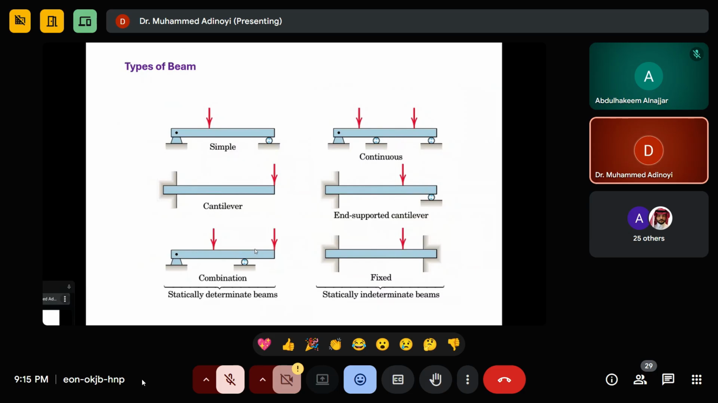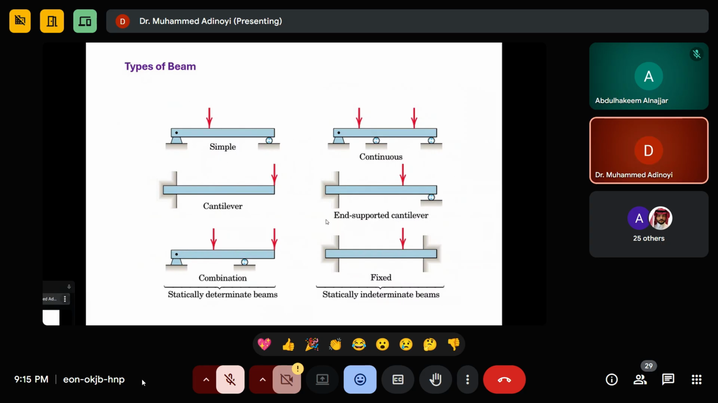Here, this is a combination where the roller is here and the hinge support is here. So X, Y, and Y also. So these are the types of end support. This is a cantilever that is supported. So this one is called a simply supported beam.